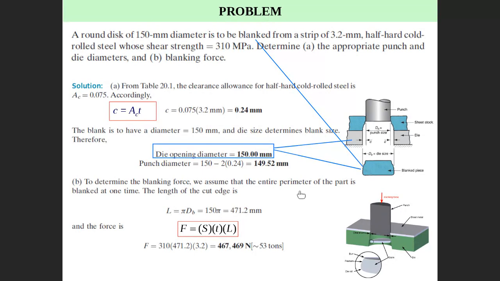Now the punch force. What is the punch force? The punch force equals S T L. S is the shear stress, which is given, and L is the perimeter, as I told you. Here with a circular shape, the perimeter is pi d, with diameter 150. T is the thickness, 3.2. Then you multiply and you get the force. This is the punch force, right? Any question, guys? Any question? Part B, what's Part B?